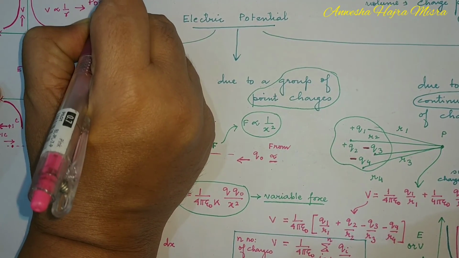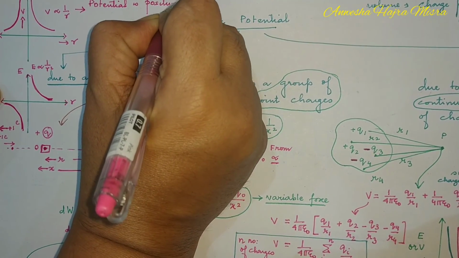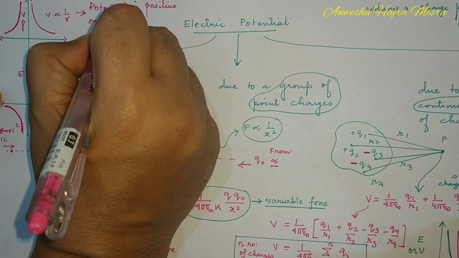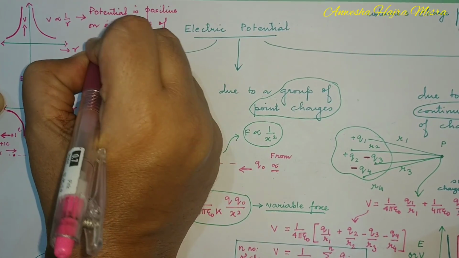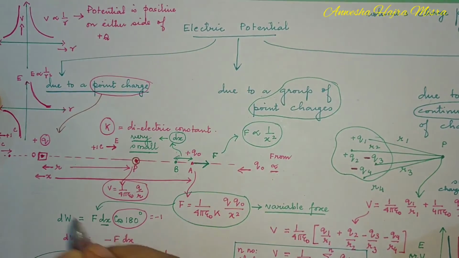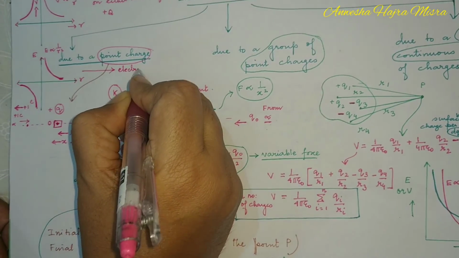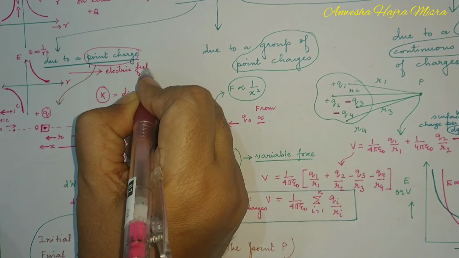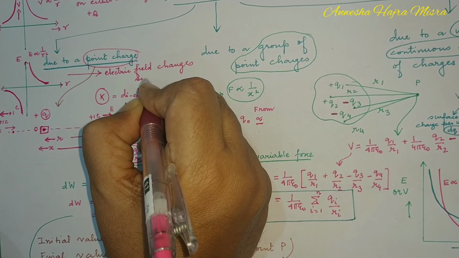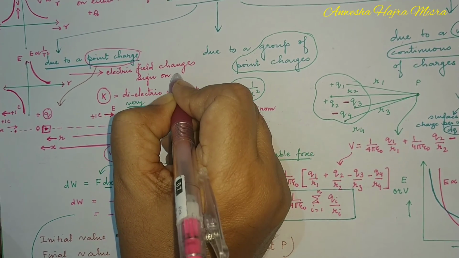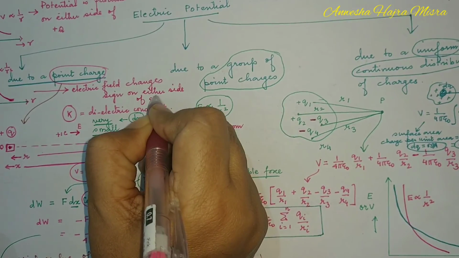Potential is positive on either side of plus Q. But electric field changes sign on either side of charge Q.